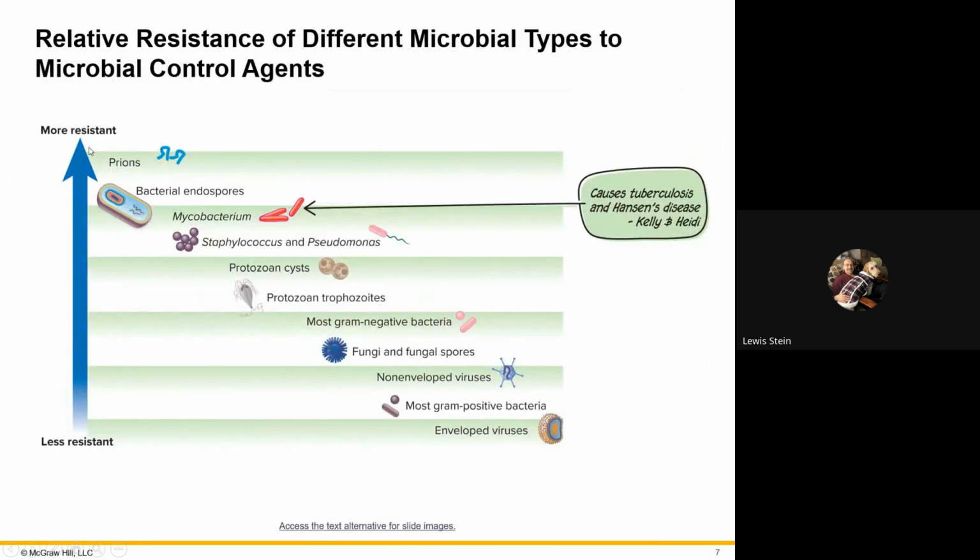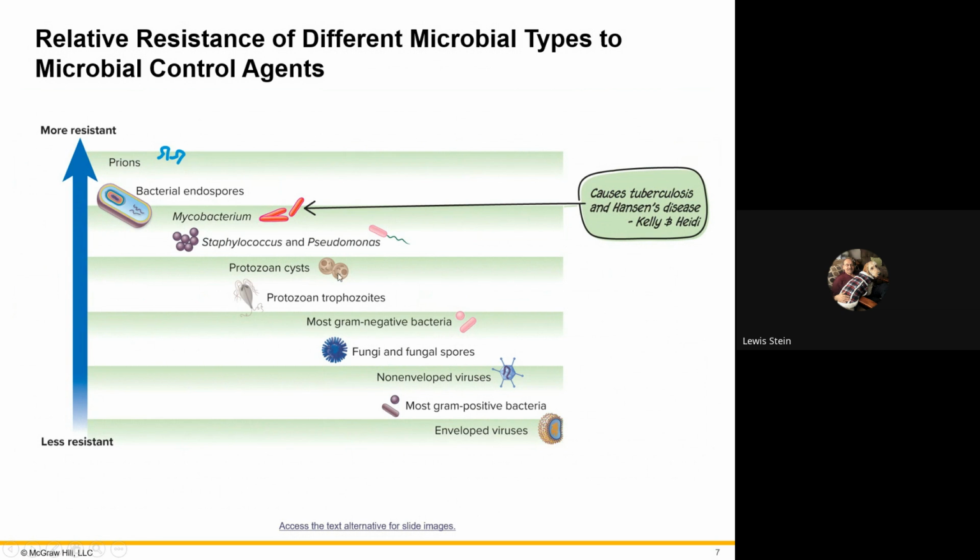So here, again, prions, we don't know. We think they're the most resistant. When we see heat, we'll talk about it. Bacterial endospores. Look, tuberculosis and Hansen's disease, which happens to be leprosy. Next, Staphylococcus, very hardy, and Pseudomonas, same deal. Very, very resistant bacteria. One's gram-positive and one's gram-negative, but they happen to survive very well.